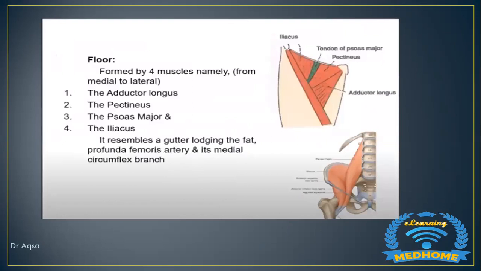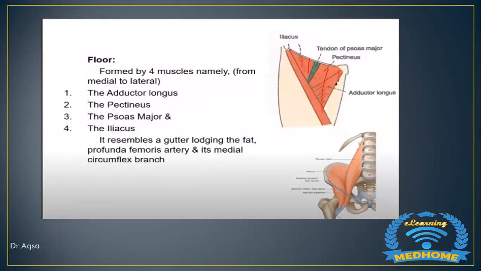Now, how is the floor formed? This floor, what do I mean by the floor? This part, this whole area, is known as the floor. So in the floor, we have 4 muscles.